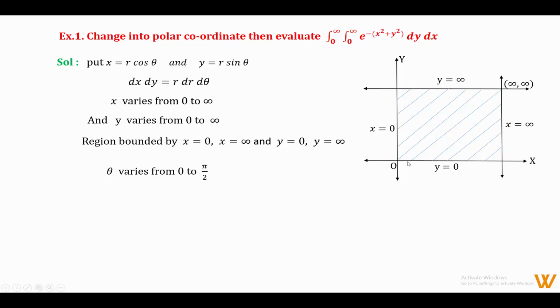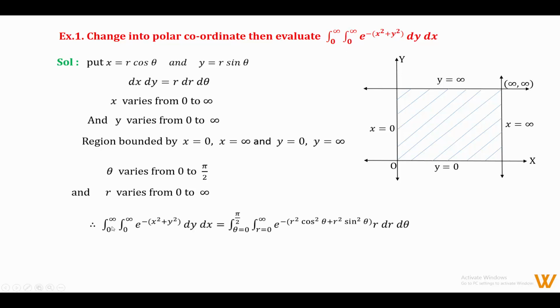Now the value of r is the distance from this point to origin. Origin to origin distance is 0, means r varies from 0 to, and for the maximum value of r, find the distance between this point and origin. This distance is infinity, so r varies from 0 to infinity. We get the new limit, theta varies from 0 to pi by 2 and r varies from 0 to infinity. So convert the given integration in polar form.